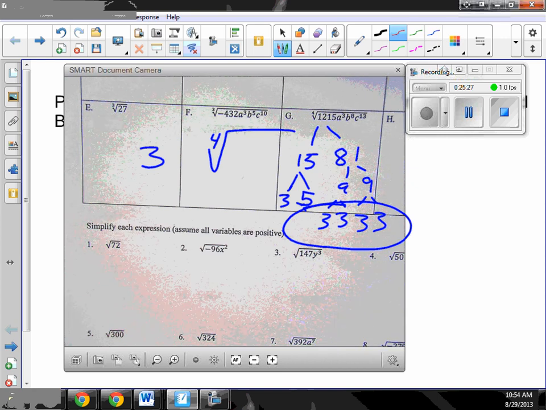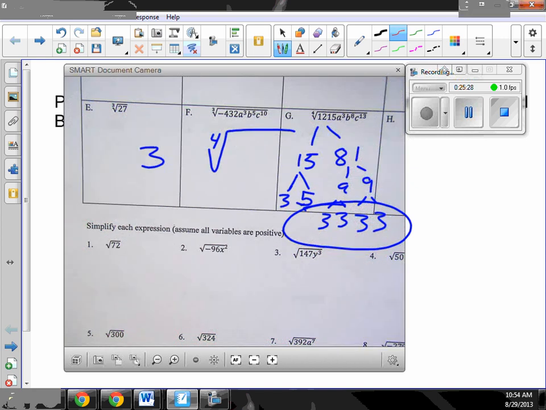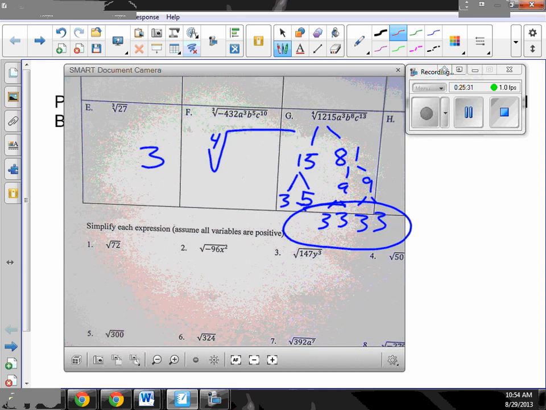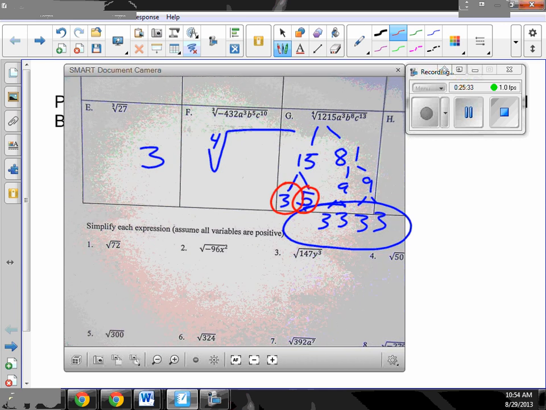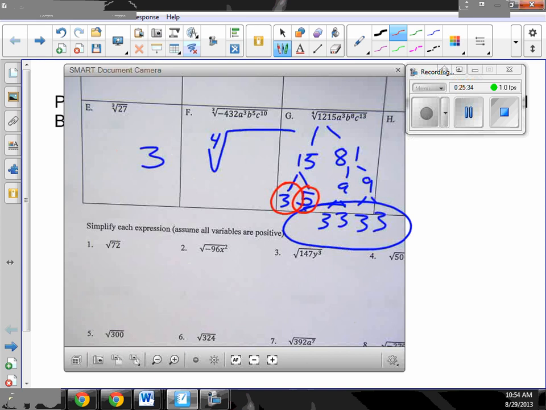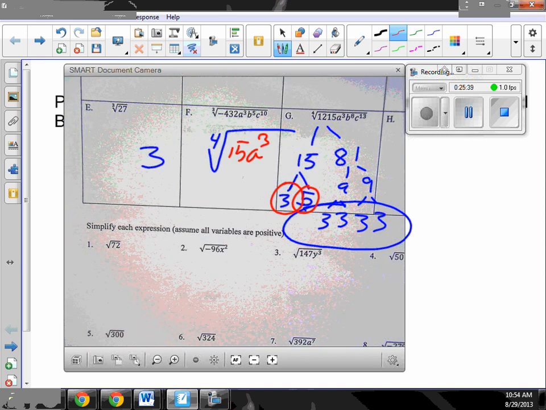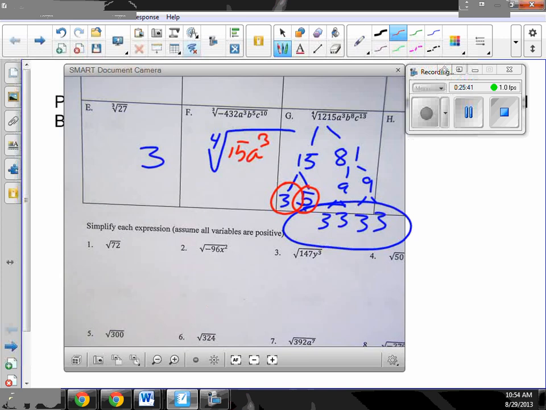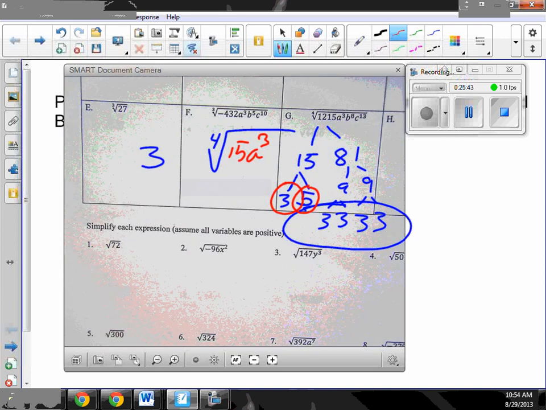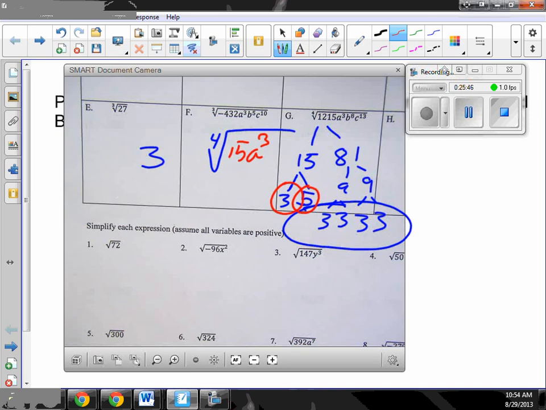How many numbers stay on the inside? The 5 and the 3, which gives me 15. A to the third. How many quads of B do I have? 2 quads with none left over, so B squared on the outside.